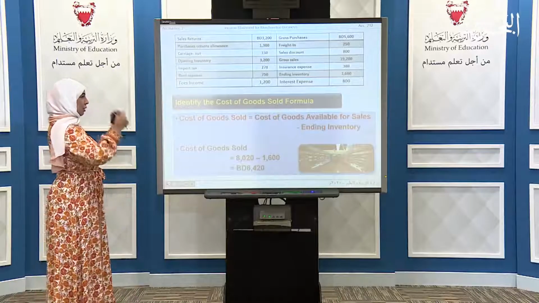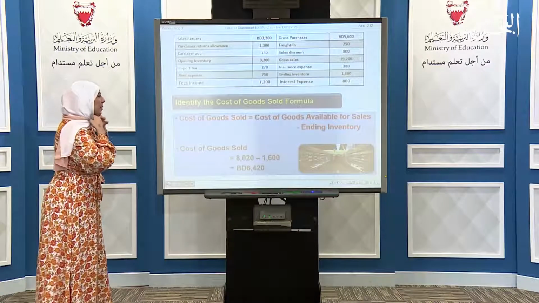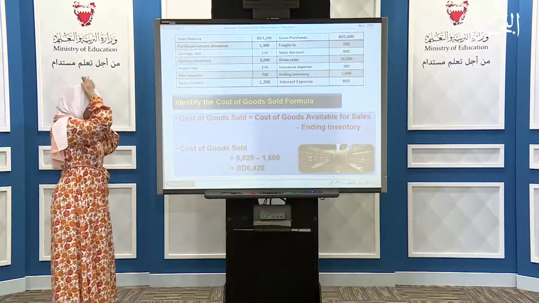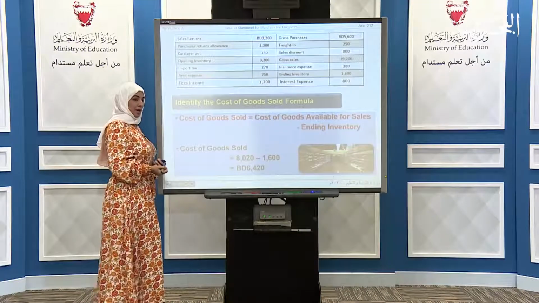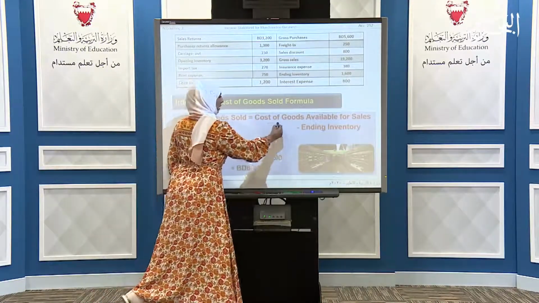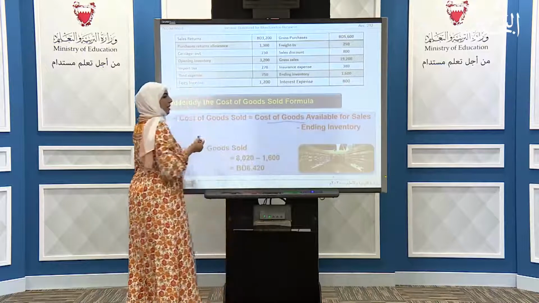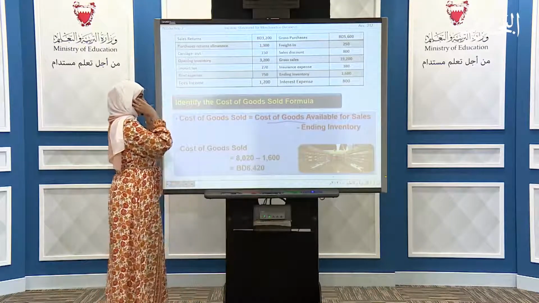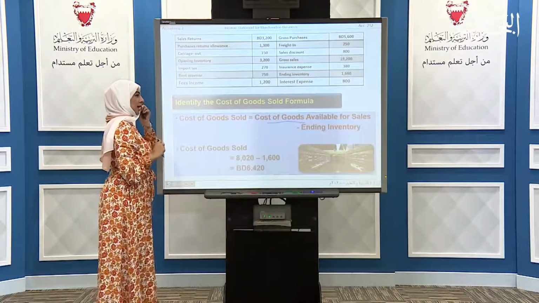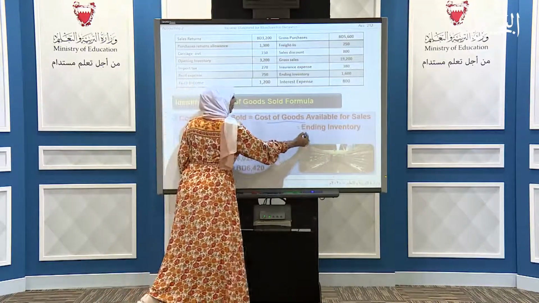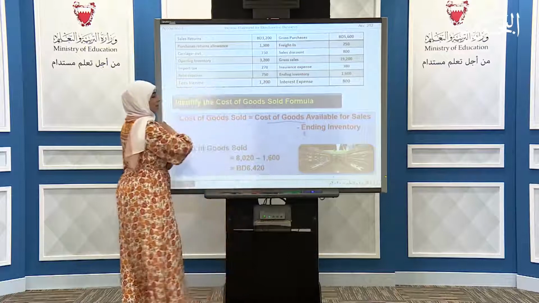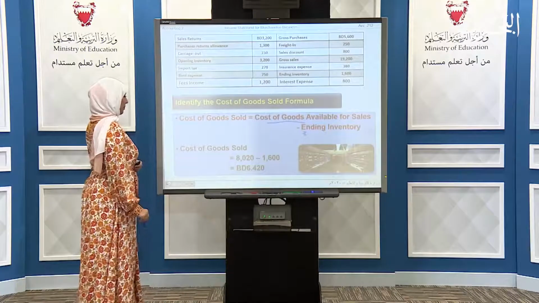By that, I will shift to the part of the cost of goods sold. How can I find the cost of goods sold, my dear student? I can find it by using the cost of goods available for sale, the figure that I found in the previous slide, and I will subtract the ending inventory from it, and the ending inventory I can find in the data of Abdullah Company.